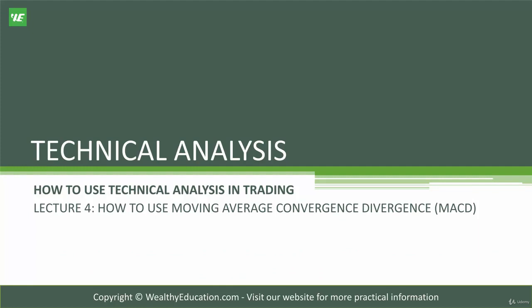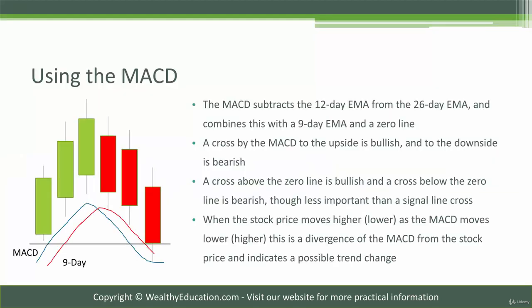Today we're going to be talking about the Moving Average Convergence Divergence, or the MACD. The MACD is a type of exponential moving average. It subtracts the 12-day exponential moving average from the 26-day exponential moving average to get one line, which is the MACD line, and then it combines this with a 9-day exponential moving average, as well as a zero line that the MACD and the 9-day EMA can cross above and below.